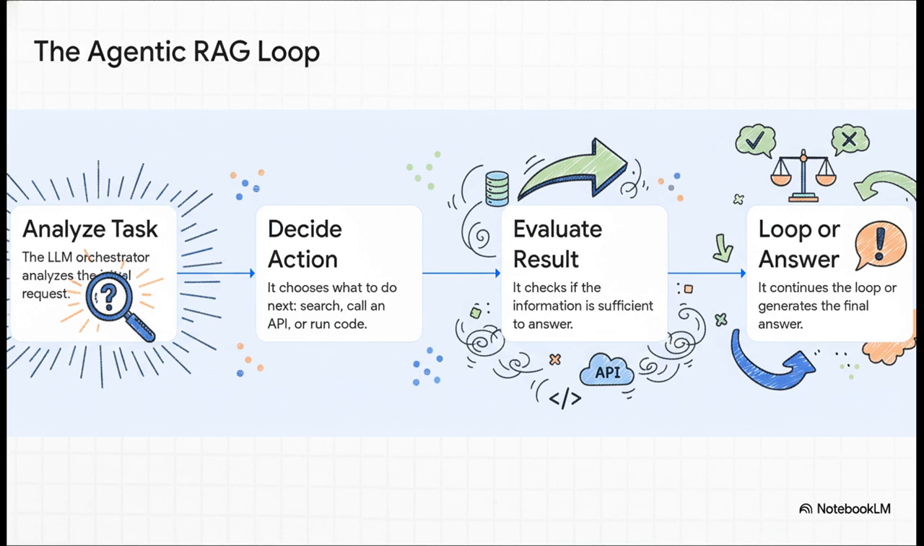Should it search the database, call an API, maybe run some code? It keeps looping and evaluating its own progress until it finds a good enough answer. This is absolutely transformative for handling complex, multi-step problems.